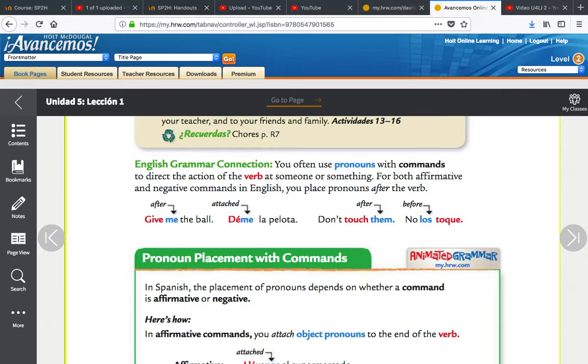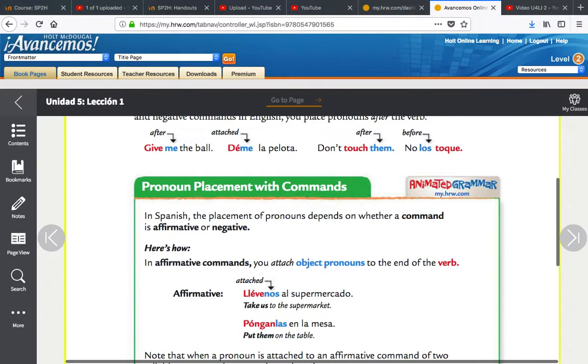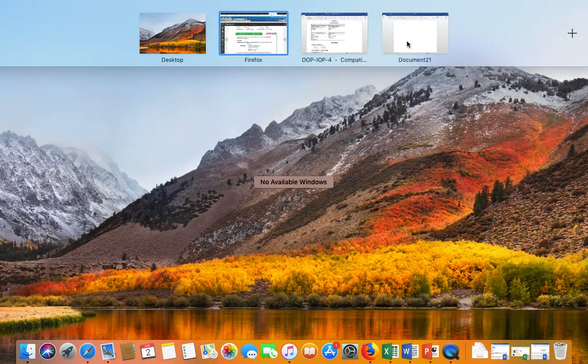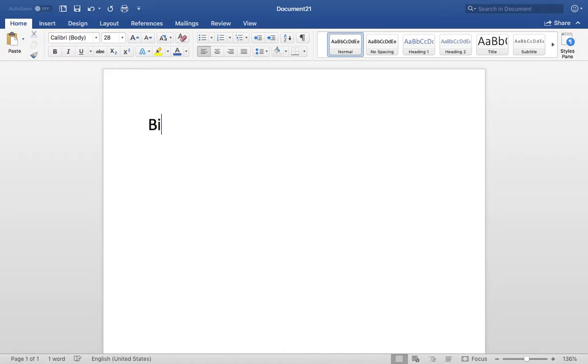Pronombres con comandos. All right, so we have learned commands and now we're going to learn how to use commands with pronouns. All right, so what does that mean? It's pretty much when you give a command to somebody and use pronouns. For example, I'm going to give you an example in English. Let me type it. For example, buy it to me. Okay.